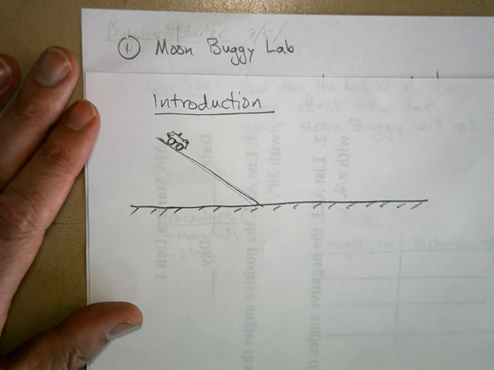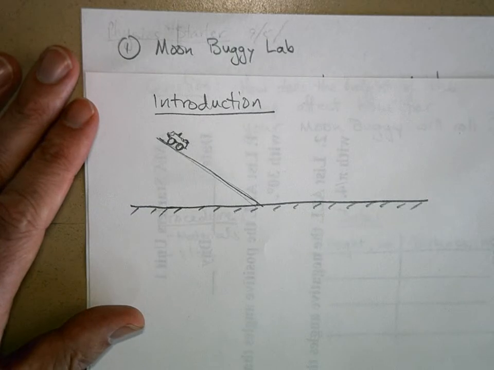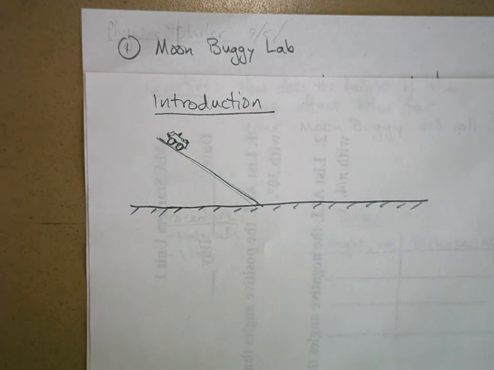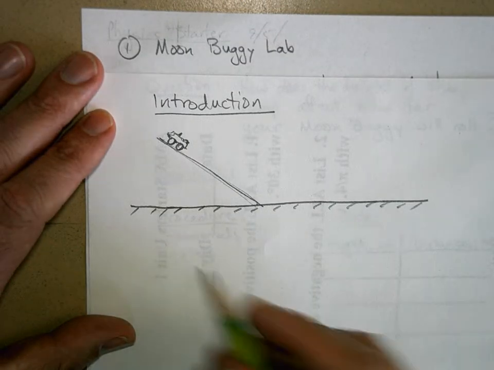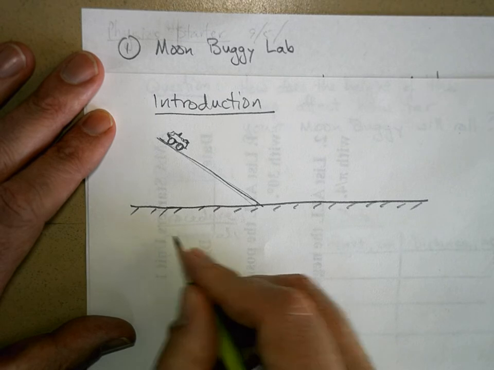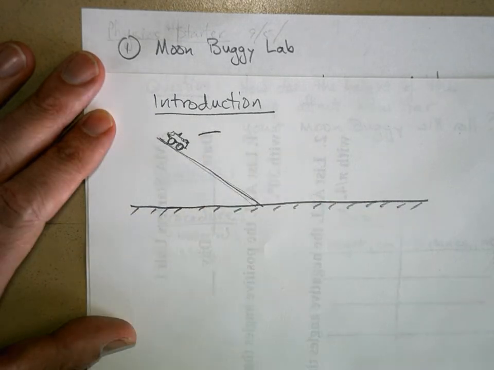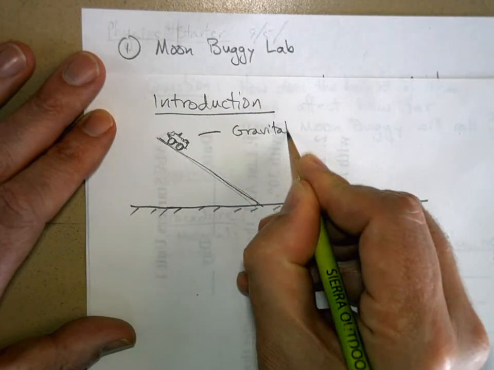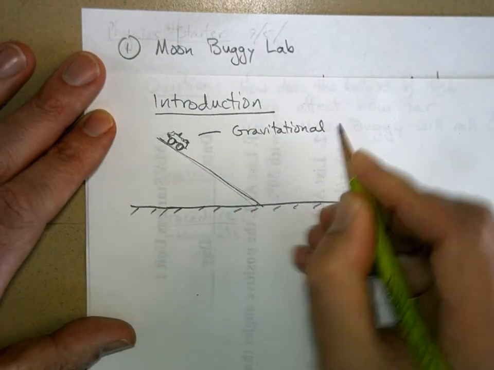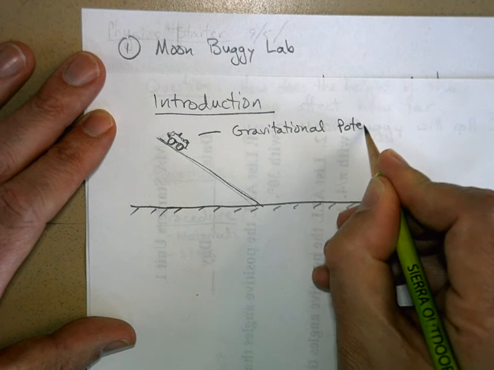So you release it. Now, let me ask you this. What force is acting on the car that's going to do work on the car? It's the force of gravity. So now gravity is going to do work. So what kind of energy does it have up here at the top? Yeah, it has what we call gravitational potential energy.